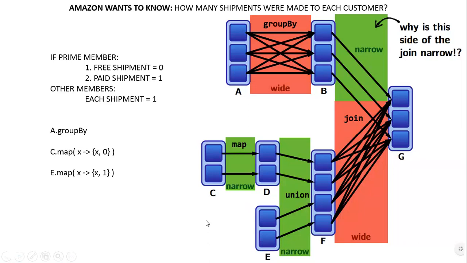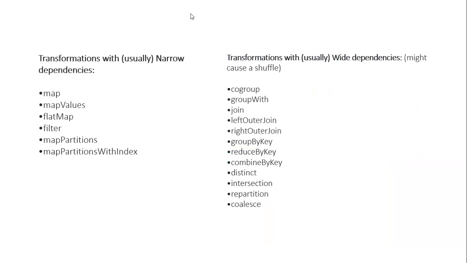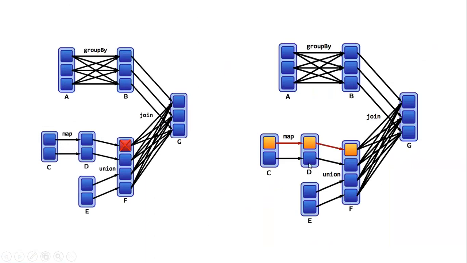So that's all I have to say about transformations. Now we will go to the next part of RDD, which is resilience. As I said, RDD stands for Resilient Distributed Data Set. So what does resilience mean?